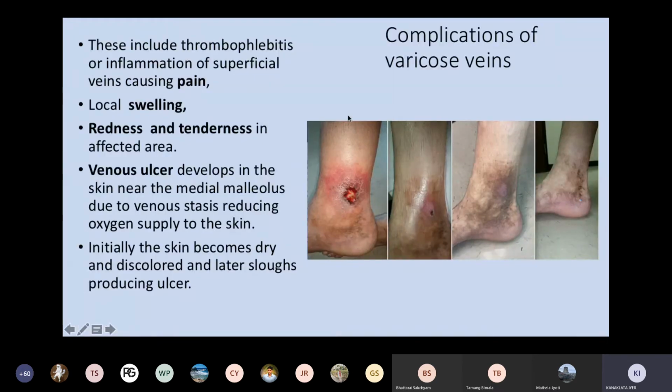What are the complications? So first it looks like this, discolored and ugly it looks, right?